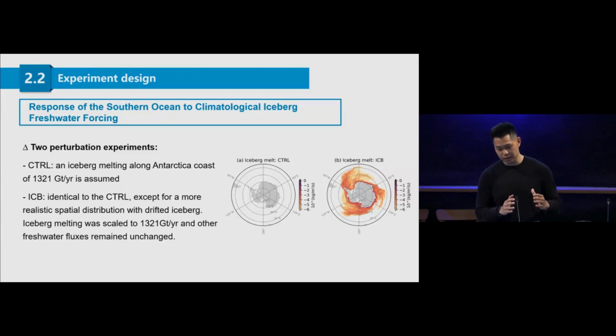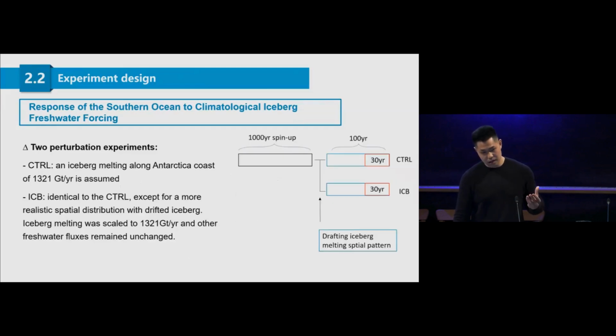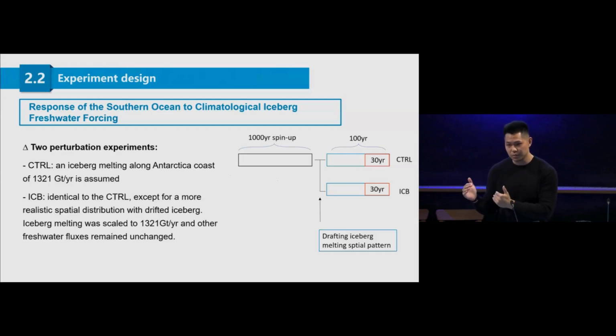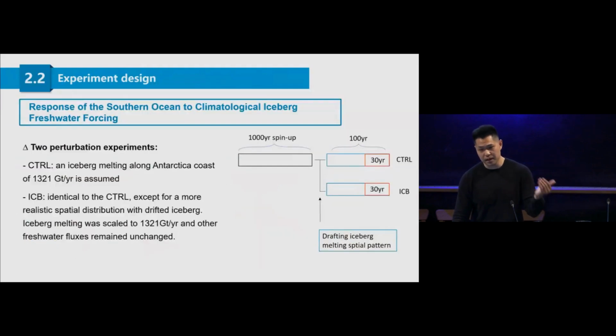We also have another experiment called iceberg, which is exactly the same as the control run, but we redistribute the freshwater from along the coastline to a more realistic windmill-like drifting pattern. We don't change the amount of freshwater, just the spatial distribution. We start from a 1,000-year spin-up, then run another 100 years and choose the last 30 years to calculate the mean state. We do the same for the iceberg experiment with the drifting iceberg spatial pattern, and then compare the difference between the iceberg experiment and the control run.